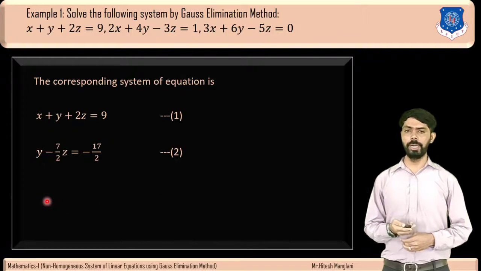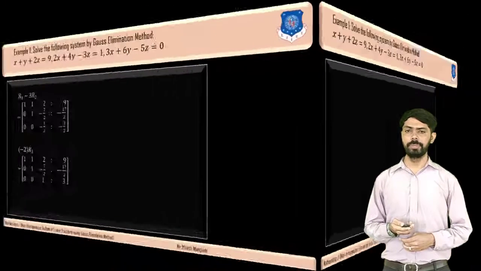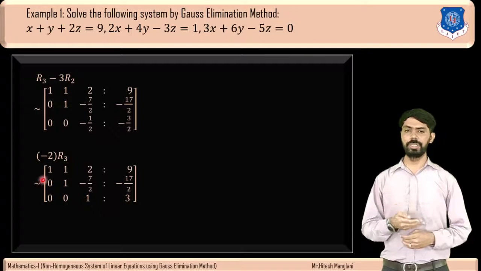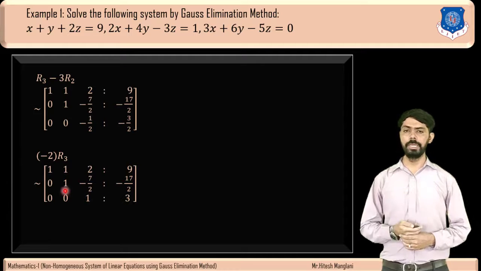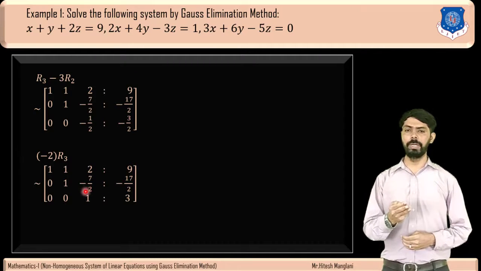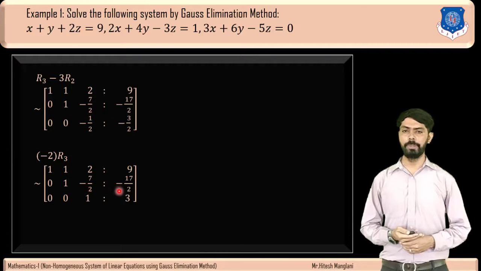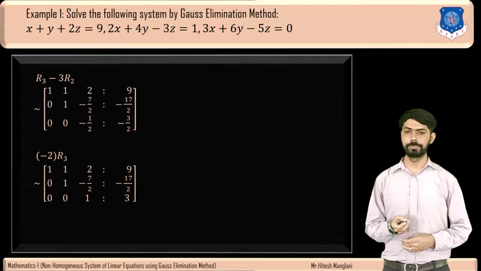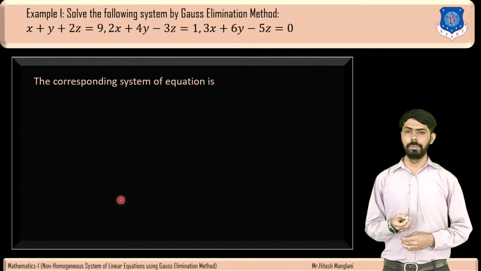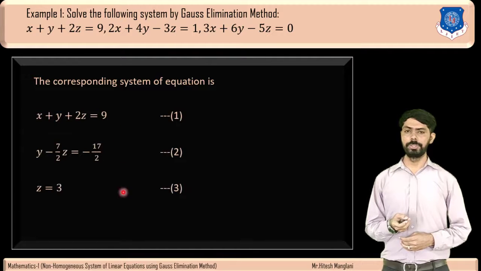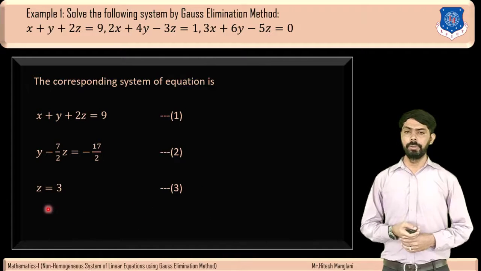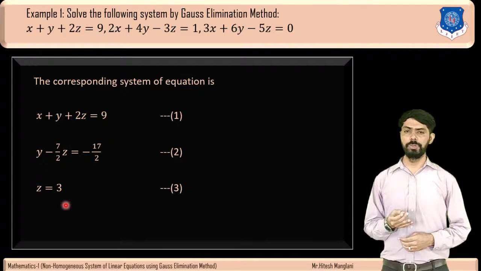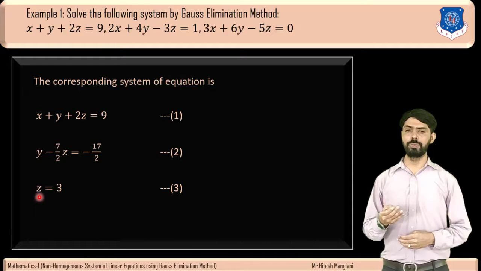So here, if you look at the augmented matrix, then you can see that the first equation is x plus y plus 2z is equal to 9. Then the second equation is y minus 7 divided by 2 into z is equal to minus 17 by 2. Then the third equation is z is equal to 3. So these are three equations. Now here the value of z is 3. So we will have to solve the system of equations. Therefore we will have to find the values of x, y and z.